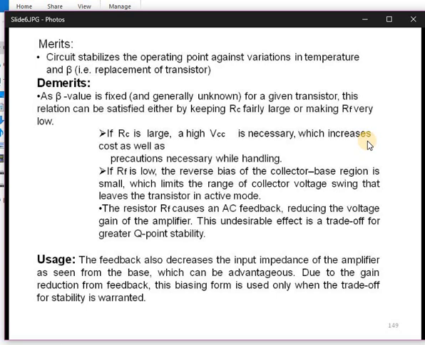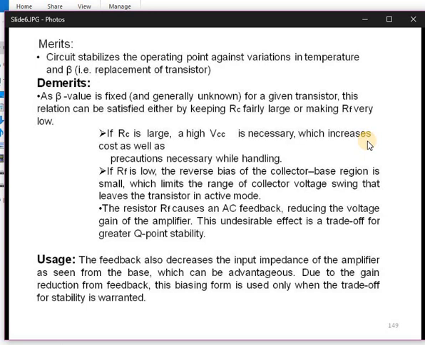Now let's go for the demerits in this type of transistor base biasing circuit. As the beta value is fixed, that is, an unknown value for a given transistor, this relation can be satisfied either by keeping RC fairly large or making RF very low. In the previous section we could keep RE, the emitter resistor, large or the base resistor low. But in this case, if the beta value is fixed, then we keep the collector resistor RC fairly large, or make the base resistor very low.